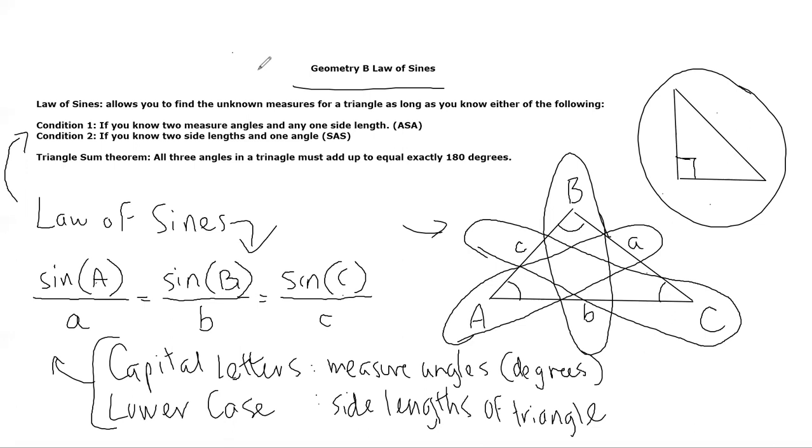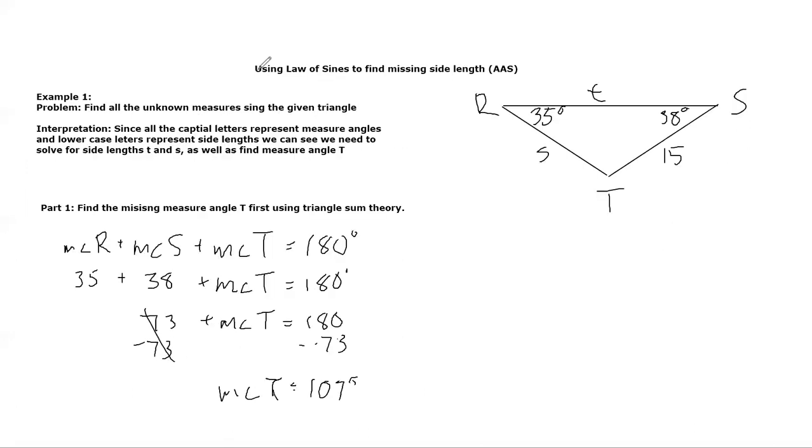Or if you know two of the side lengths and one of the angles, then that's also enough information for you to use the law of sines to figure out the remaining pieces of unknown information on the triangle. All right. Let's move on to a problem, right? Because no matter how much I explain, it's best to just look at a problem.